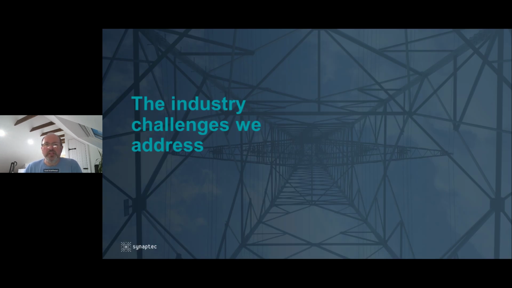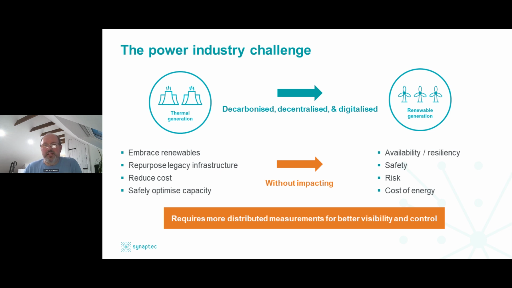So fundamentally, I don't think anyone is surprised by this slide, because this is a universal thing that's happening in the power industry. We want to decarbonize, we want to embrace and integrate renewables, we want to decentralize that generation, and we want to take advantage of digital technologies. So while the industry tries to repurpose this old established infrastructure and integrate renewables without causing disruptions and disturbance to the stability of the grid, availability and resiliency are critical, and we don't want to do it in a way that's risky or endangering any life.